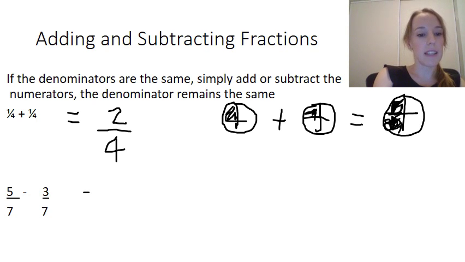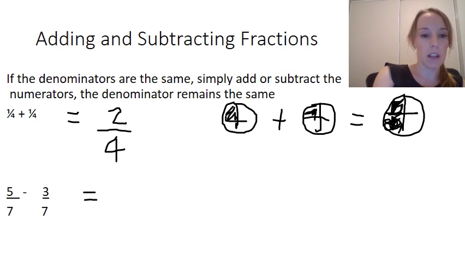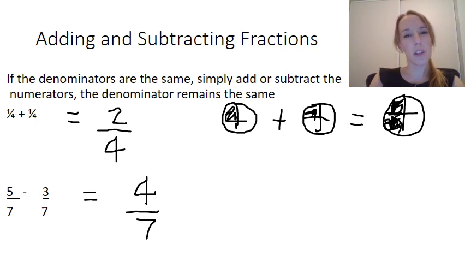And for our second one, it's the same for subtraction as long as the denominators are the same. They both have a denominator of 7. So we can just do 5/7 take 3/7. 5 take 3 is 2, and that will leave us with 2/7. Quite straightforward as long as the denominators are the same.